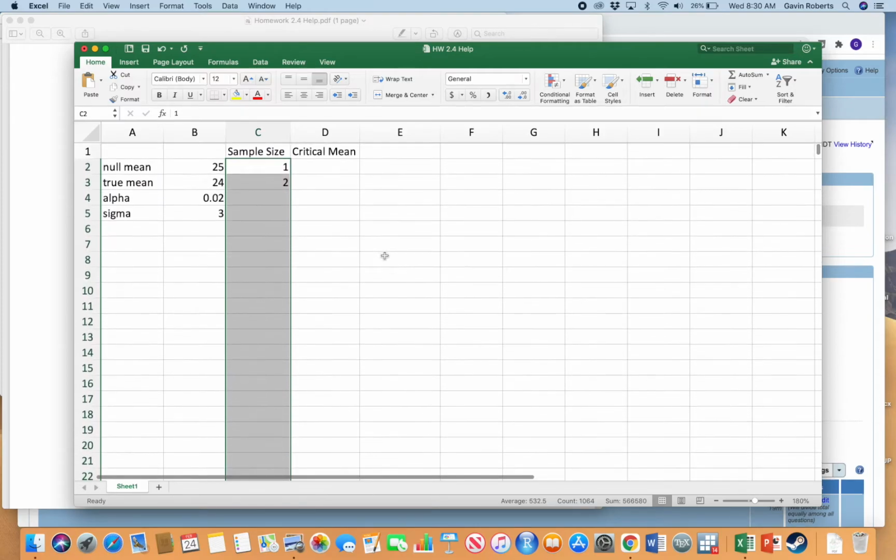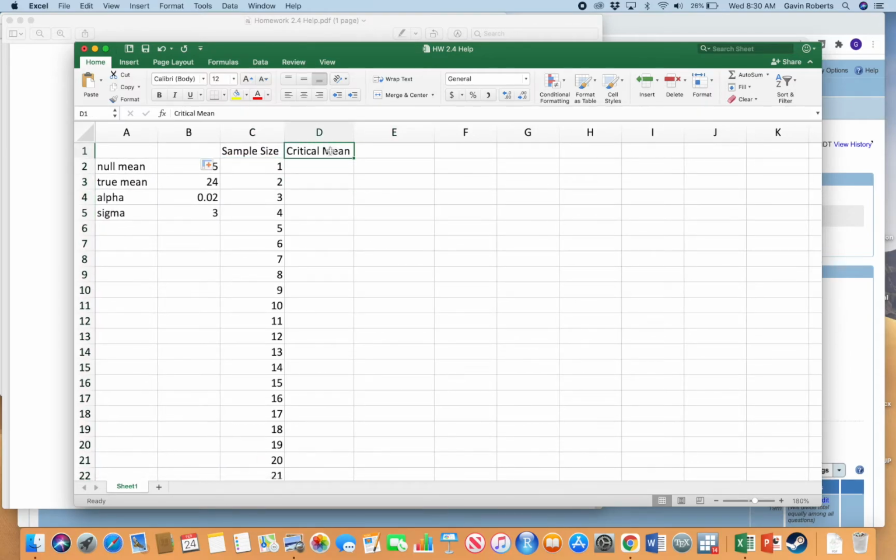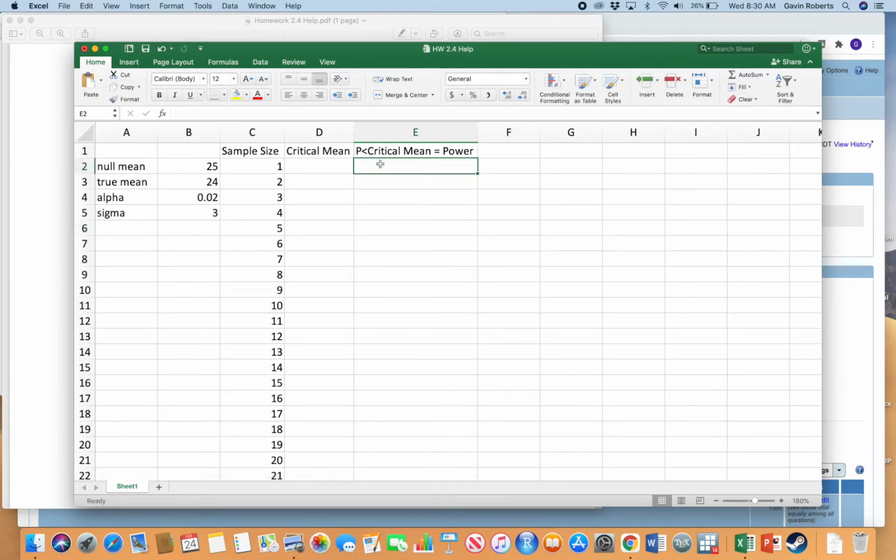And then what could we do? We could check what the critical mean is and what the probability of being less than the critical mean is, which is going to equal the power for our problem, by the way. And so basically what we're going to do right now is calculate the power for every single one of these sample sizes, and then search our spreadsheet for the sample size that provides the power we want.